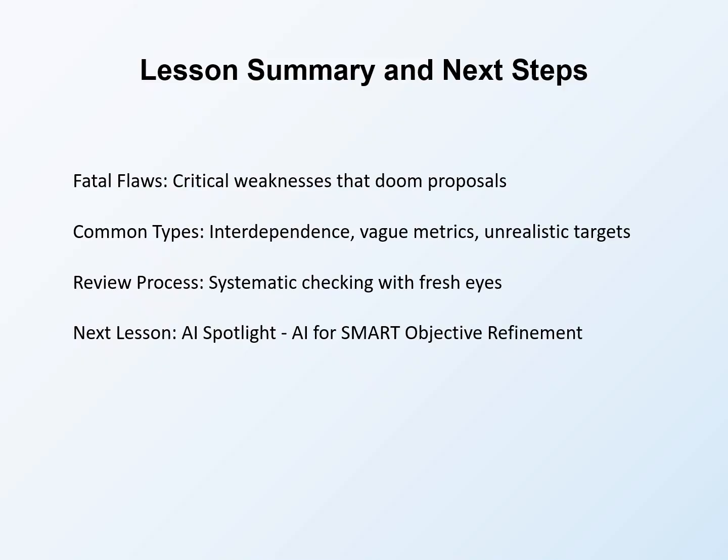The review process uses systematic checking with fresh eyes. Checklists, outside reviewers, and time for revision improve detection and correction. In our next lesson, we will explore how AI can assist with smart objective refinement. AI tools offer new possibilities for converting vague goals into measurable objectives and identifying measurement gaps.